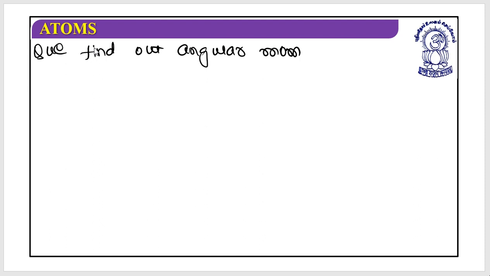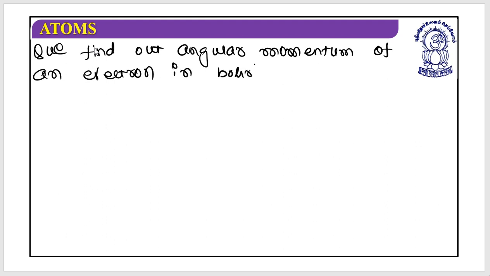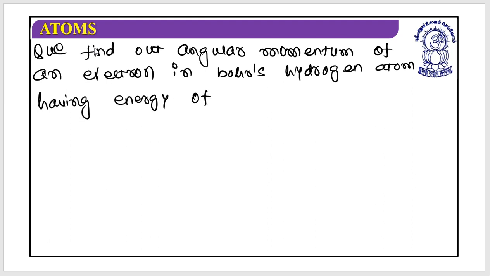Find out the angular momentum of an electron in Bohr's hydrogen atom having energy of minus 3.4 electron volt. How will you do this?